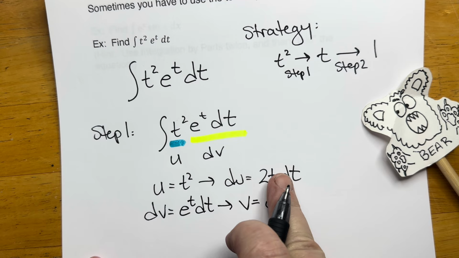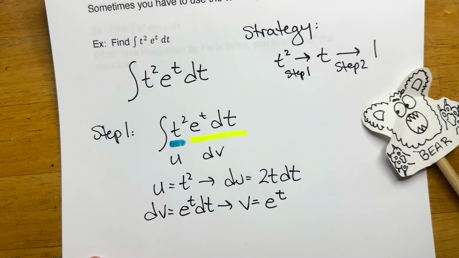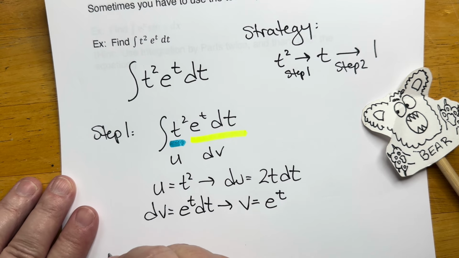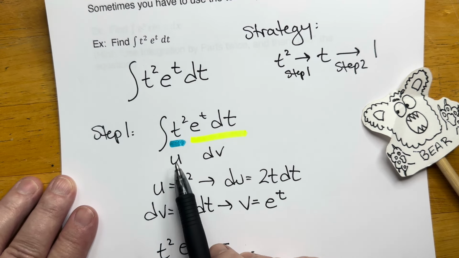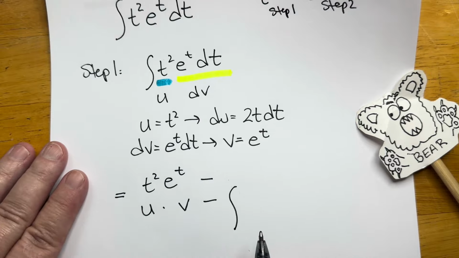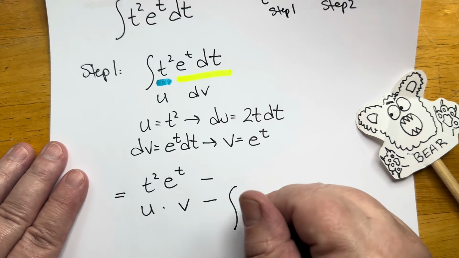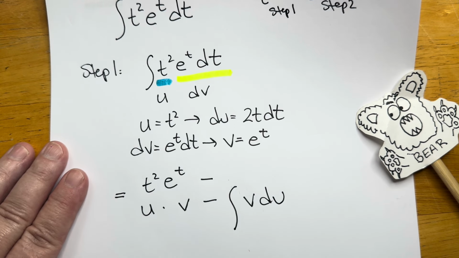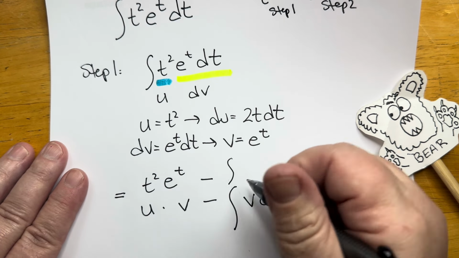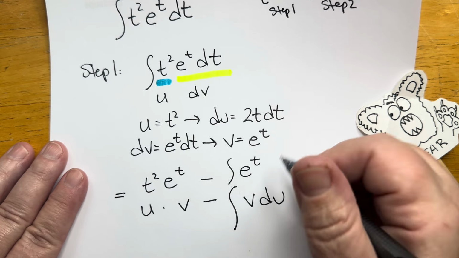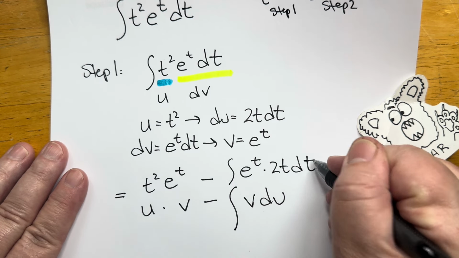Okay, so one gets smaller, one gets bigger, one goes backwards with the antiderivative, but this, it's unchanged. So the new integral is going to be u times v. So this cross combination, the t squared e to the t minus, and then remember, whatever this is, u dv, this becomes v du. So it's going to be minus e to the t times 2t dt.